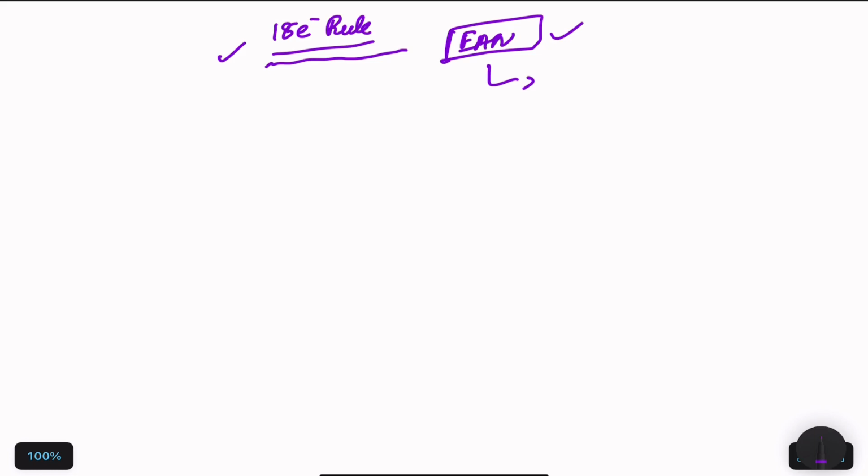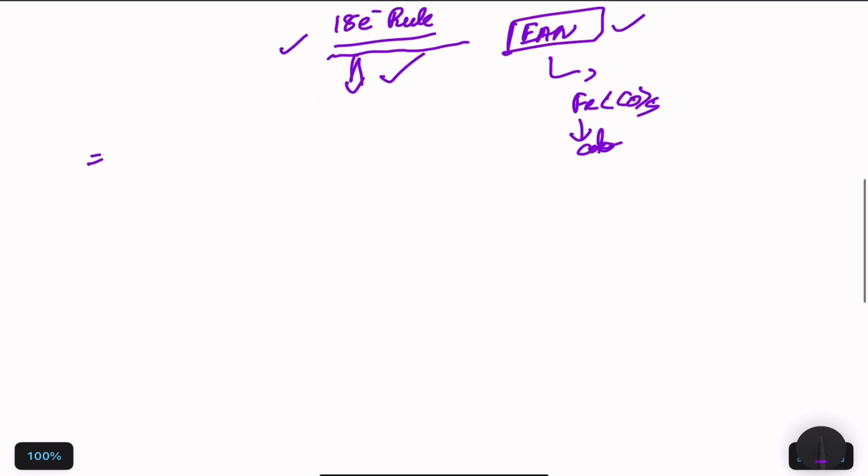Consider if you want to calculate whether an Fe carbonyl group is stable or not. I have to know the atomic number of this metal. But in the case of the 18 electron rule, it is not needed. We just have to know the valence electrons. So mostly it is better to use the 18 electron rule.